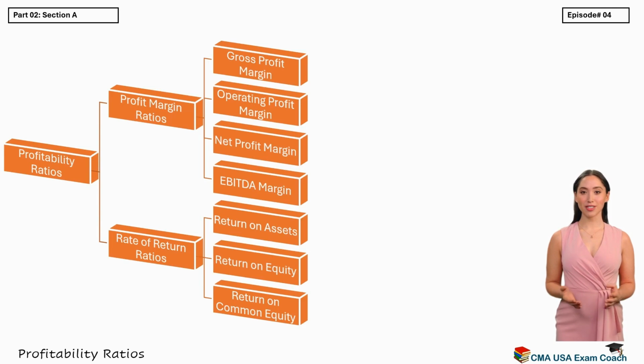Under profit margin ratios, we'll cover the gross profit margin, operating profit margin, net profit margin, and the EBITDA margin, all of which measure different layers of profitability from sales to operational efficiency. Then, under rate of return ratios, we'll focus on return on assets, return on equity, and return on common equity, which evaluate how effectively a company generates profit from its assets and shareholders' investments. Let's break down each of these ratios with clear examples and explanations so you're fully prepared for your CMA exam.